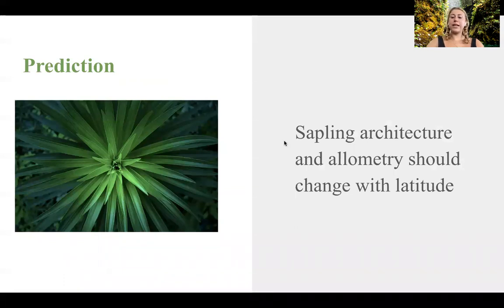All right, this led us to predict that sapling architecture and allometry should change with latitude. We hypothesized that plant architecture and allometry are related to light, which led us to this prediction. And we were interested in this because we wanted to dive into understanding forest regeneration dynamics, which is very important to better understand these tropical forests.